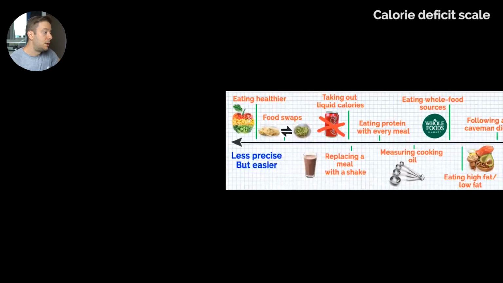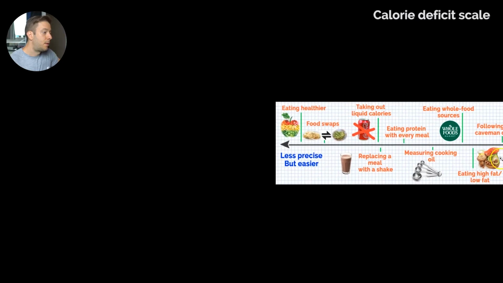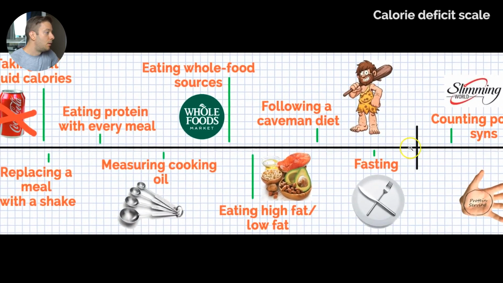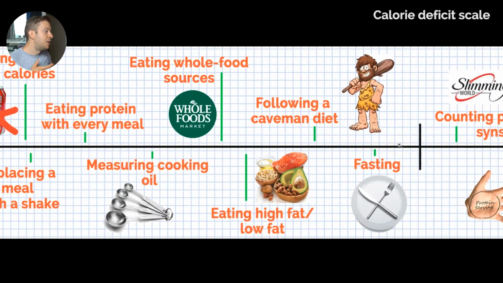Now, if I can get across here, come on. There we go. So following a caveman diet would just be eating natural things, similar to whole food sources. That can help you be in a calorie deficit because they didn't have processed foods in the caveman era.